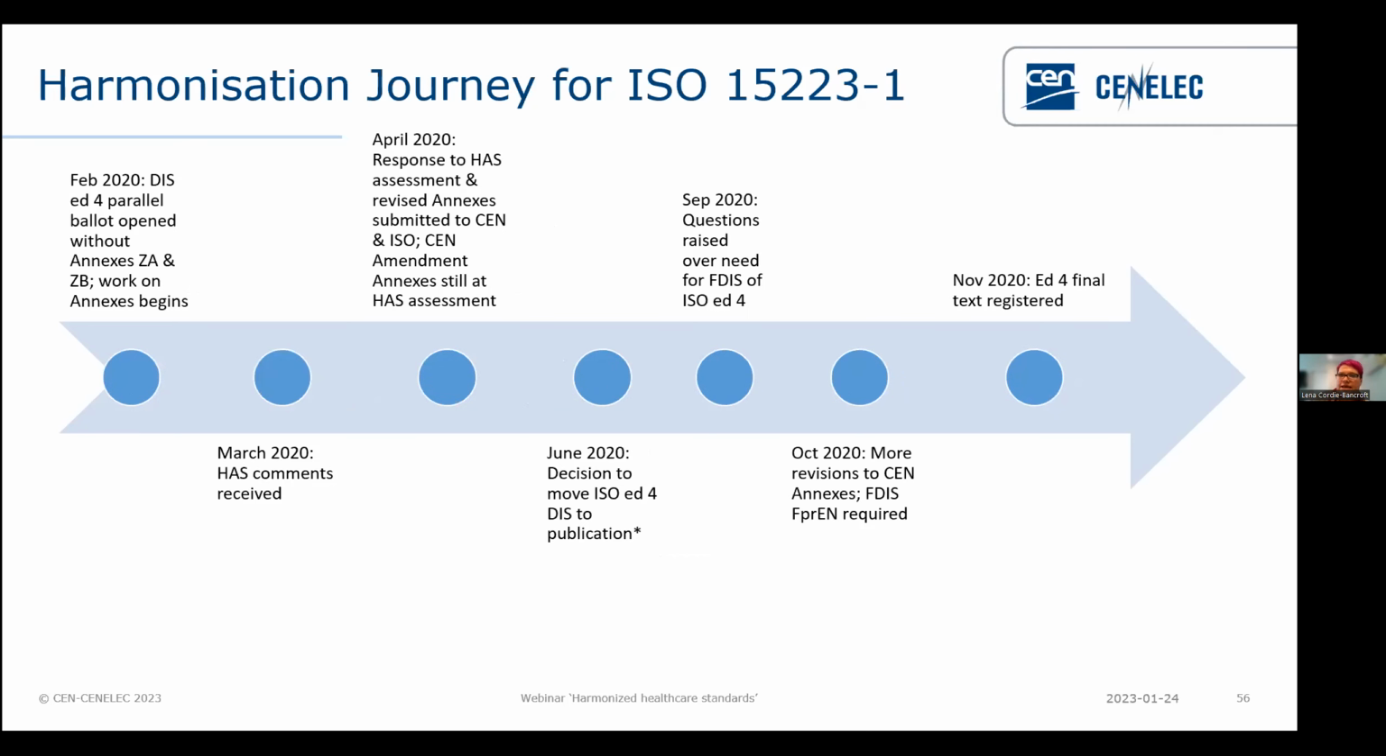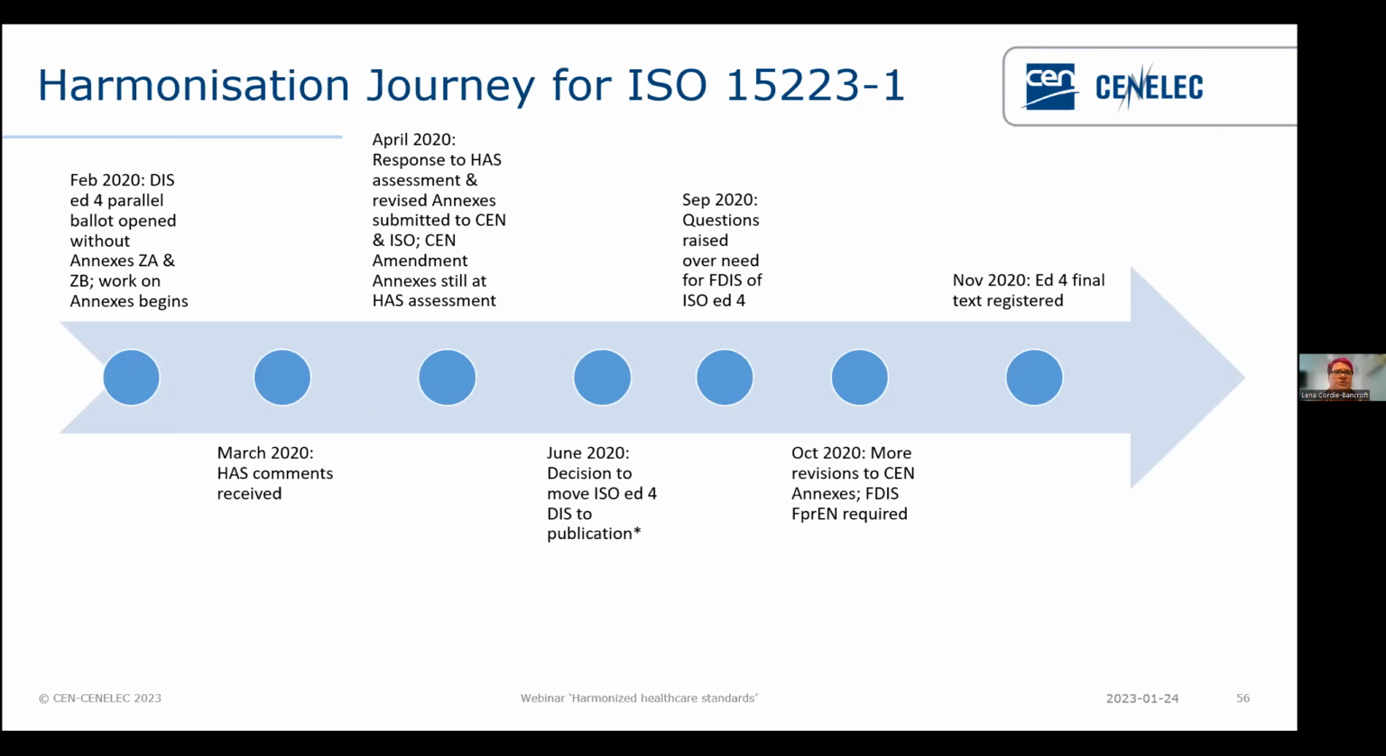So at that point, both of the projects were pretty much in parallel still. Then in February of 2020, the DIS for edition 4, the latest version, the parallel ballot opened, but did not include the annexes ZA and ZB for harmonization. Work really began on those annexes at that time.